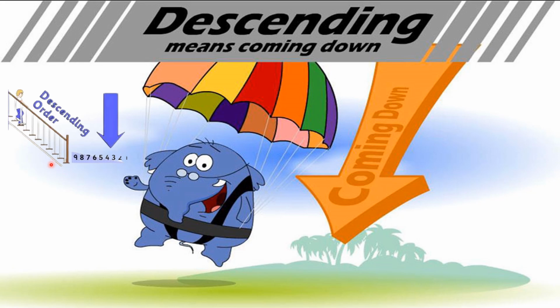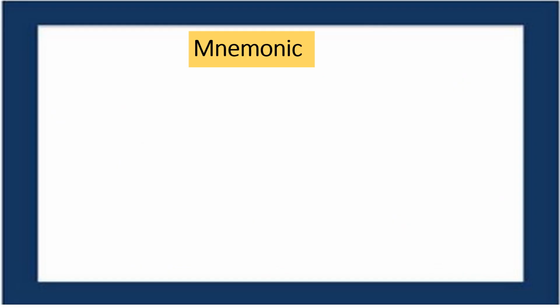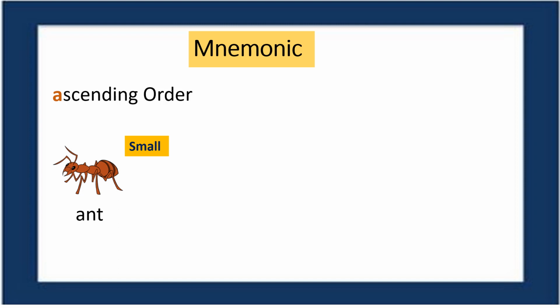Descending means coming from the biggest number to the smallest number: 9, 8, 7, 6, 5, 4, 3, 2, 1, like that. So descending means coming down. Now I'll give you a mnemonic so that you will remember ascending order and descending order in a very easy way. You can see an ant over here, which is very small in size, and the word ascending order starts with the letter small a. If you consider A for ant, immediately you should get the picture of an ant, which is small in size. So arranging the numbers from small to big is known as ascending order. Smallest number to biggest number: A for ant and A for ascending order.